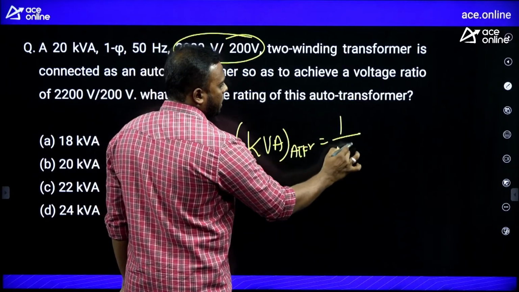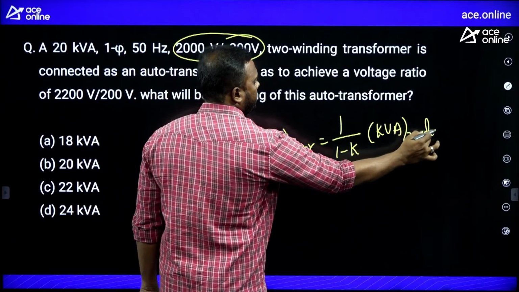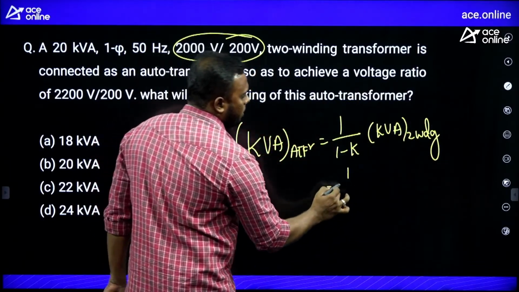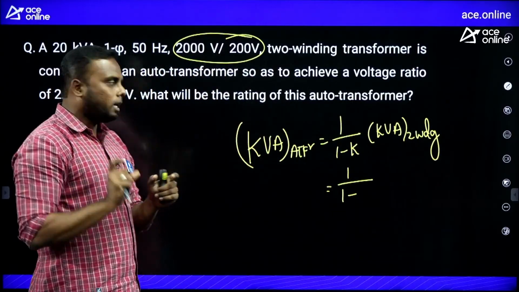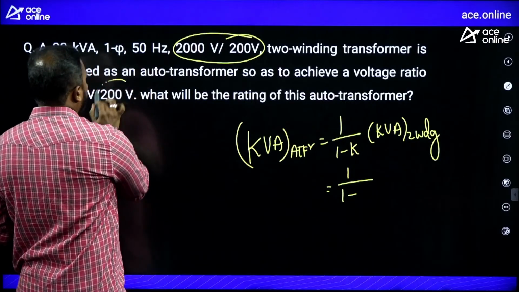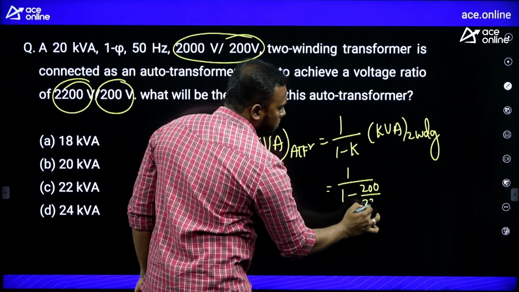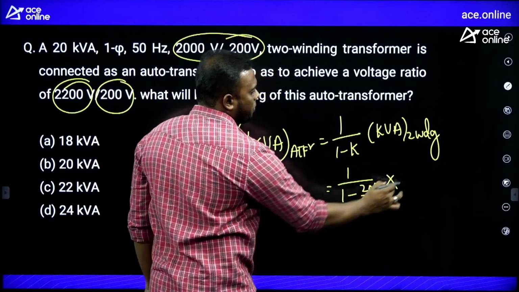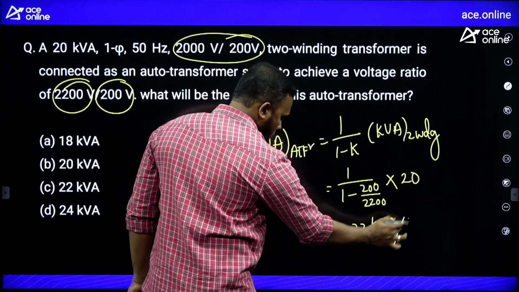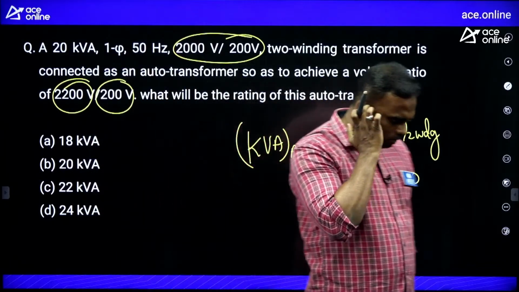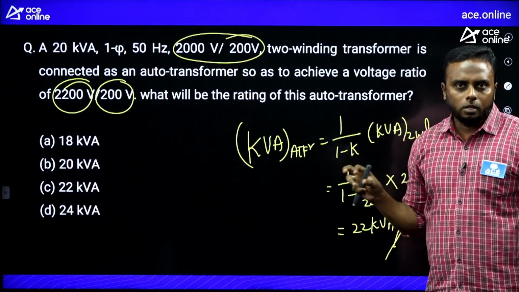1 by 1 minus k times the kVA rating of the 2 winding transformer. So 1 divided by 1 minus k. What does k mean always? In an auto transformer, k is low voltage by high voltage. Here low voltage is 200, high voltage is 2200. 200 divided by 2200 into the kVA rating of the 2 winding transformer, given 20. Solve this, you will get 22 kVA. So this is one of the recent last year AE questions in one of the exams.